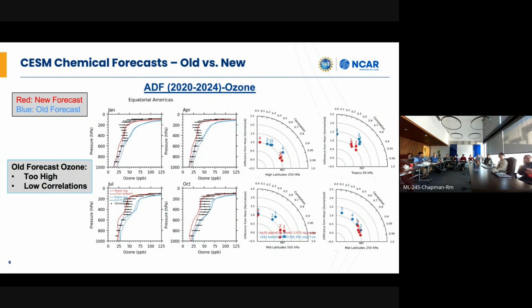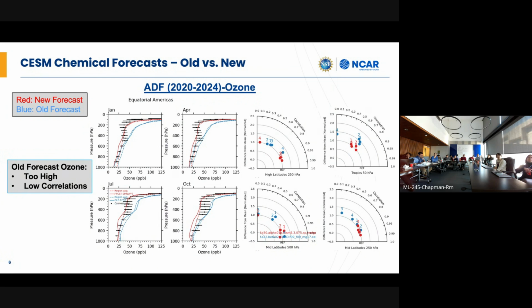So the red lines and dots are our new configuration. The blue is the older one, our older forecast. The left four panels there are just the profiles of ozone, seasonal climatological profiles. And on the right are Taylor diagrams. And these are using data from 2020 to 2024.